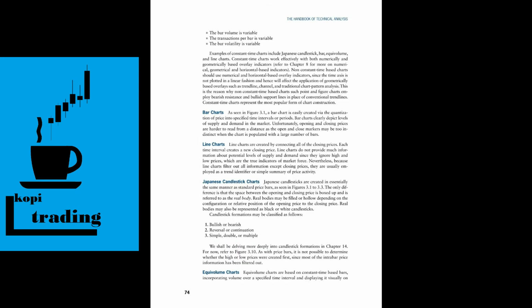The bar volume is variable. The transactions per bar is variable. The bar volatility is variable. Examples of constant time charts include Japanese candlestick, bar, equivolume, and line charts. Constant time charts work effectively with both numerically and geometrically based overlay indicators. Refer to Chapter 8 for more on numerical, geometrical, and horizontal based indicators.